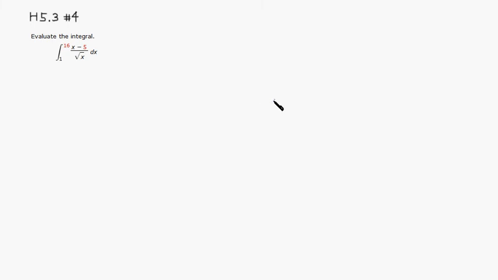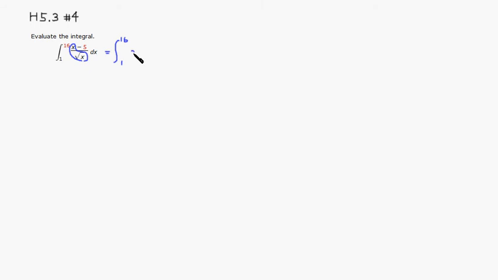Okay, let's go over homework 5.3, number 4. First I'm going to simplify the integrand a little bit. So you have the integral from 1 to 16. The first part is x divided by the square root of x, which is the same thing as the square root of x.